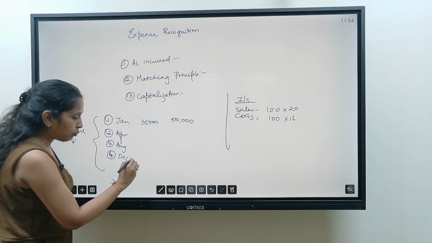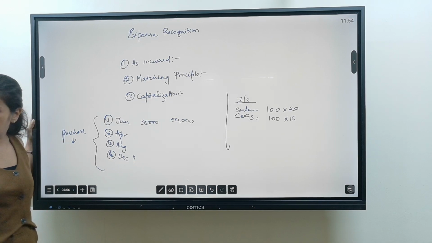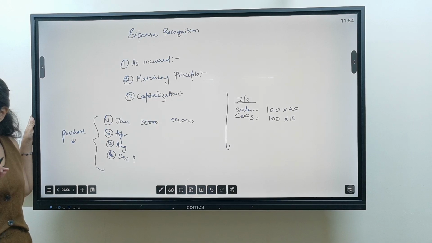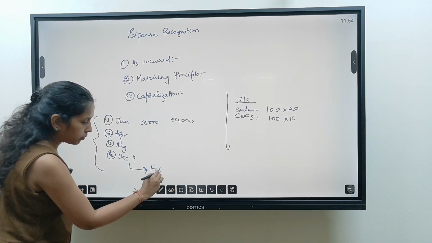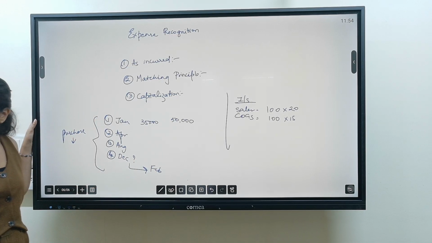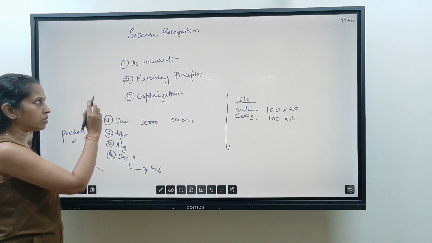Again, if something that you bought in December, considering our financial year is from Jan to December, right? And we have sold this next year in February. So the cost of this we will record in next year February. Until then it will lie as part of our inventory, as ending inventory in our balance sheet. So this is one example for our matching principle.